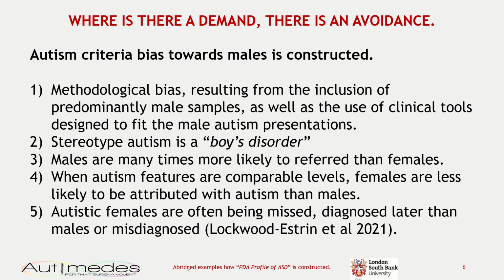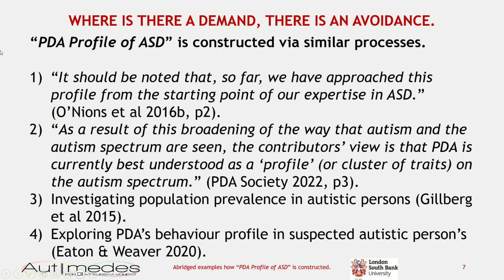So when you consider these factors for there being a male bias in autism, there seems to be a bias towards diagnosing PDA in autistic people or suspected autistic people. So we seem to note that. This is quoting a 2016 B, page 2. So it should be noted that so far we have approached this profile from the starting point of our expertise in autism.